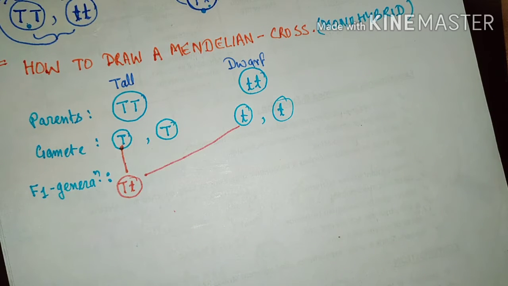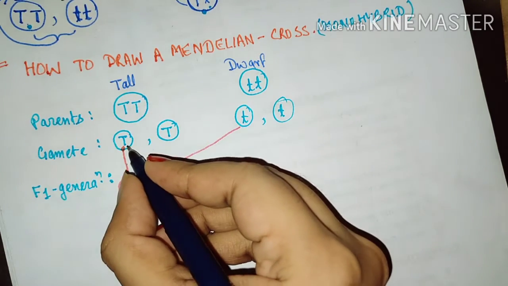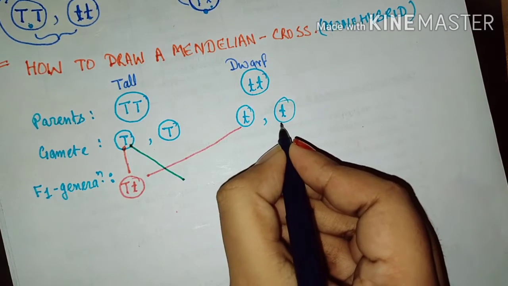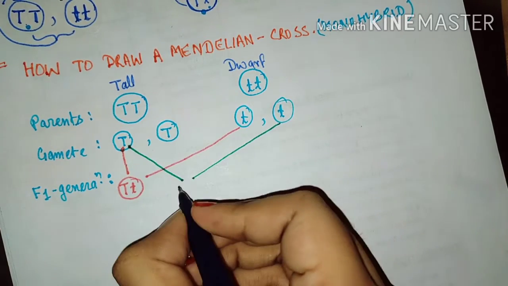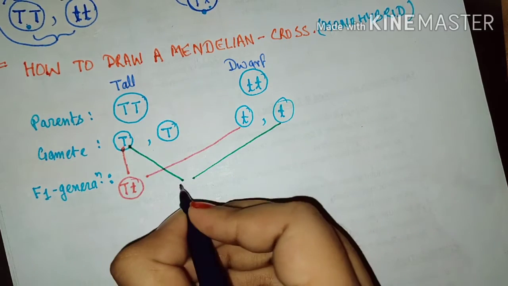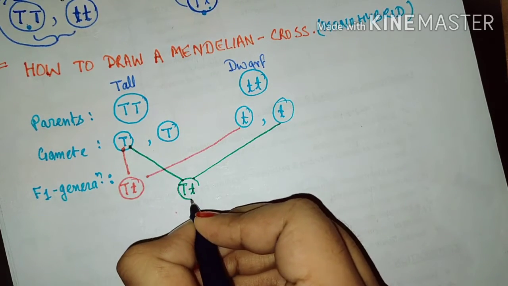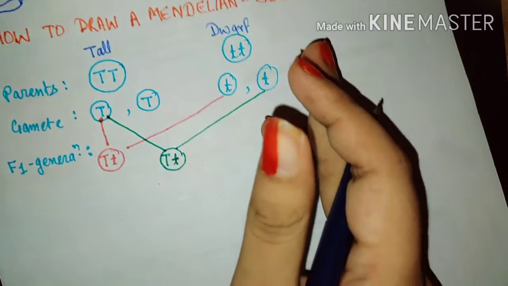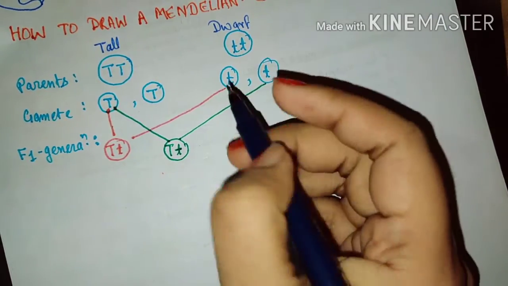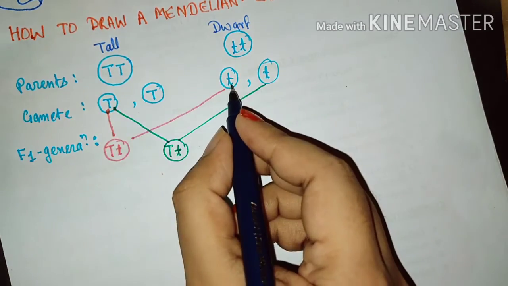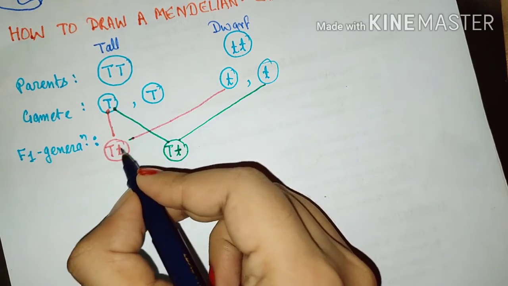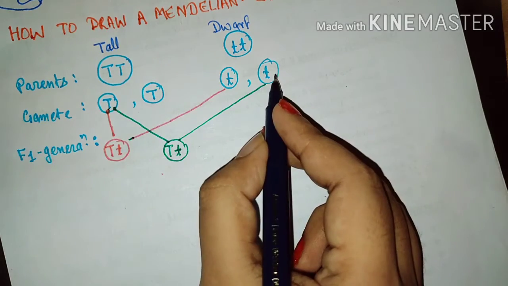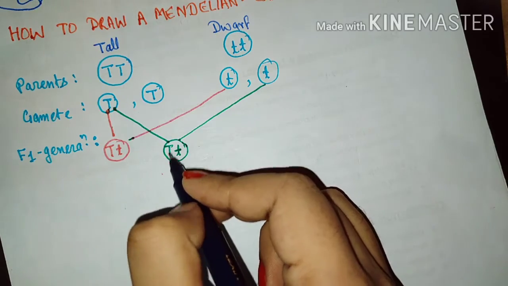Next, there is a chance that this first gamete can fuse with this second gamete of the second parent. So again capital T, small t. In nature there is the possibility of both. So while drawing a cross, you have to consider the natural circumstances. In the natural circumstance, this first gamete can fuse with this one. If this happens, then this kind of progeny will be formed. But if this gamete fuses with this one, then this individual will be formed.